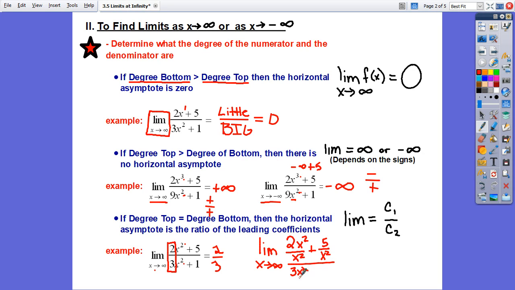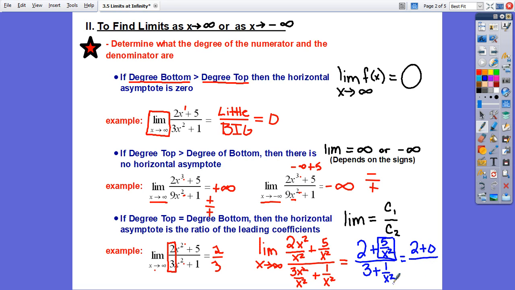So 3x squared over x squared and 1 over x squared. As long as I do everything to top and bottom, I'm good. And now we go ahead and we simplify everything. We get 2 plus 5 over x squared and 3 plus 1 over x squared. Now, if I plug in infinity in this case, 5 over infinity squared, little over big, that's simply 0.